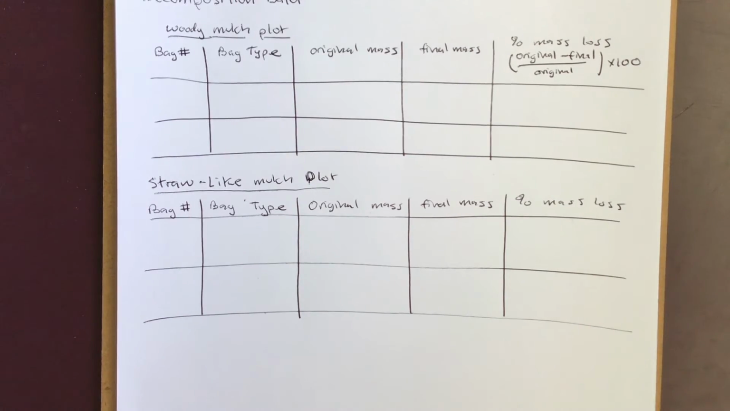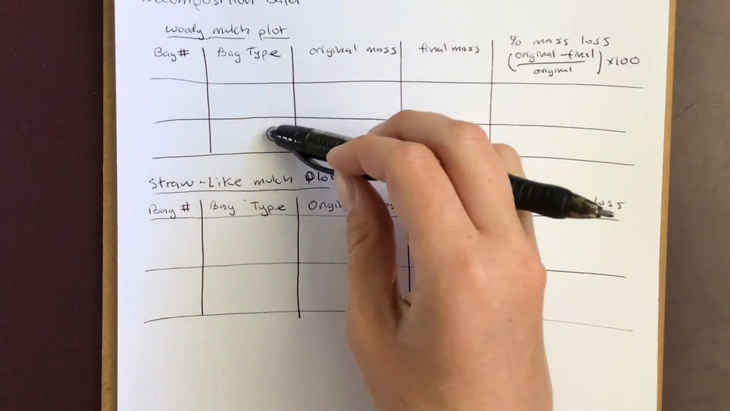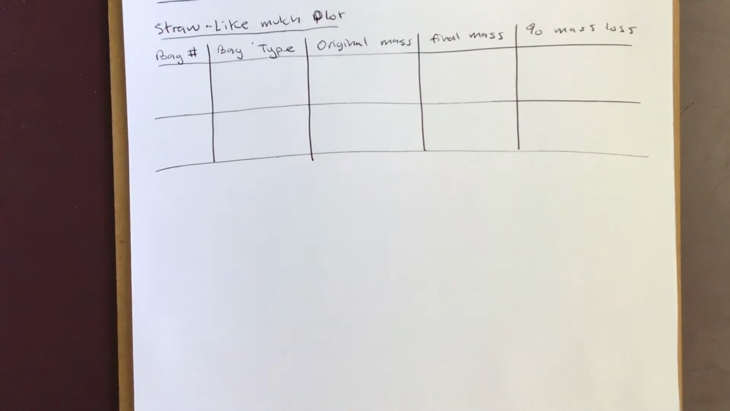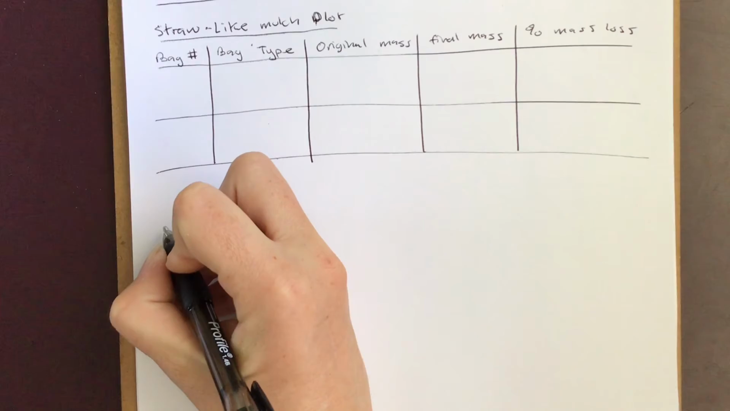Alright, once we have a space to write the mulch bag data for 4 bags, 2 in the woody mulch plot and 2 in the straw-like mulch plot, at the bottom of the page I want to leave room for our soil moisture data. So we're going to record data in 3 different plots, one with woody mulch, one with straw-like mulch, and then also one with no mulch. So I'm just going to put these kind of in a row along the bottom.